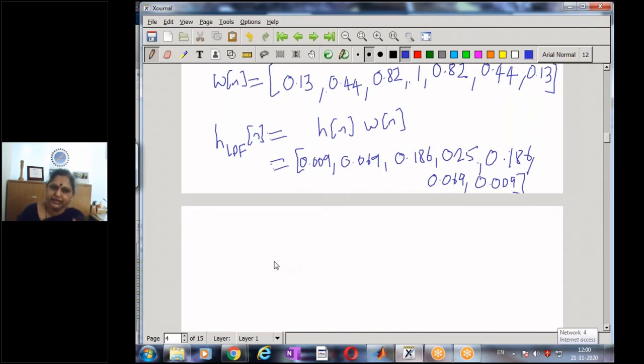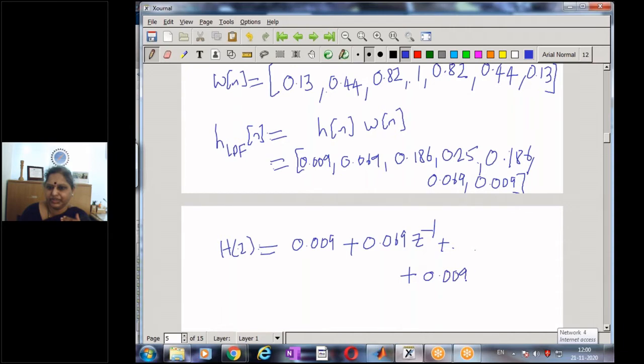And then I can implement it. If I want to get my transfer function H of z, we know I can get it as 0.009 plus 0.069 z inverse plus, and so on, and the last term being 0.009 z to the power minus 6.